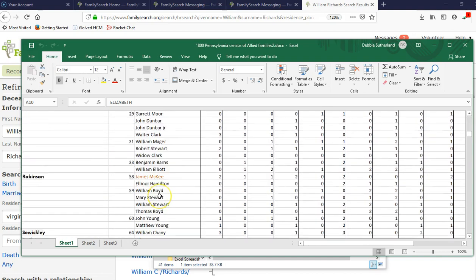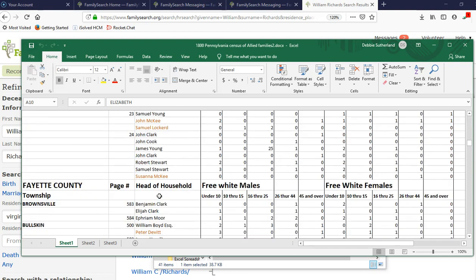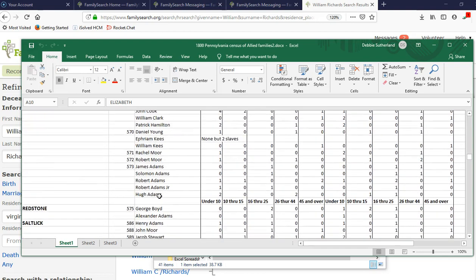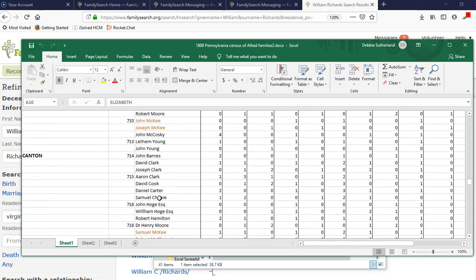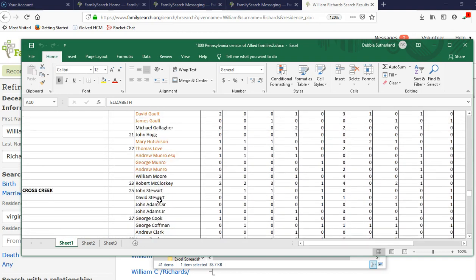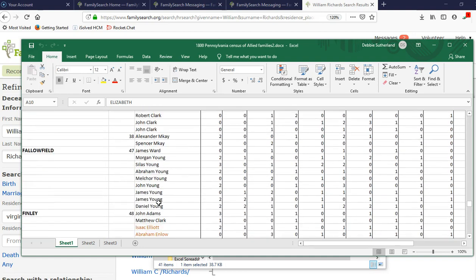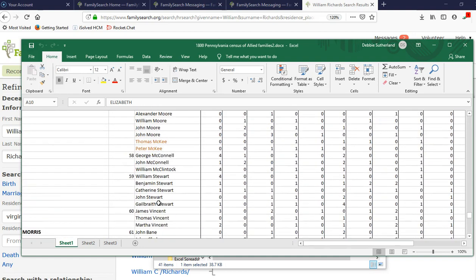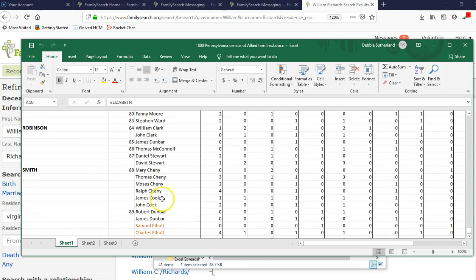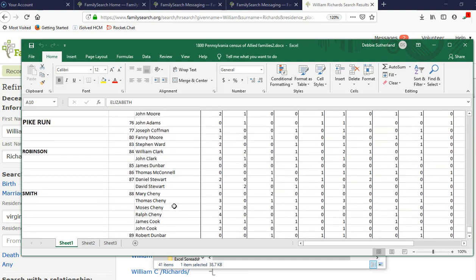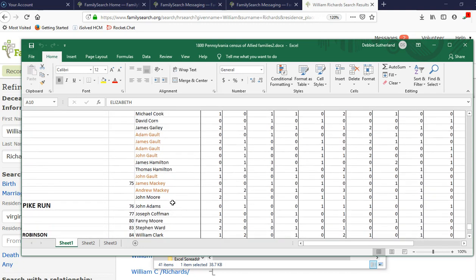I did other counties too. I did Fayette County, Washington County. These are all counties that I knew that my ancestors, before they moved to Ohio, this is where they were living in the state of Pennsylvania. So I just went in and put all the people that would have anything to do with my line.